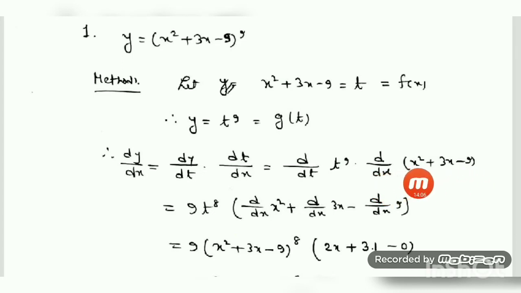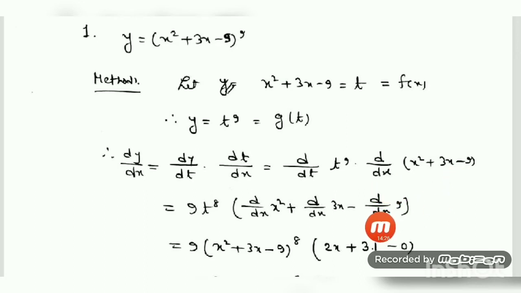Then here you see, this is the derivative of a sum or difference. That means d/dx of u plus v and u minus v we can apply. What will it give you? When the derivative is given as a sum or difference, then we can write down this using the results. What will we have? d/dx of x square, this is plus sign, so I'll put plus, d/dx of 3x, this is minus, d/dx of 9.